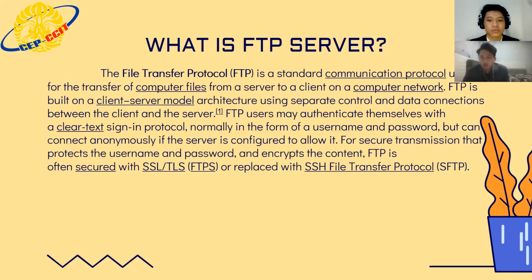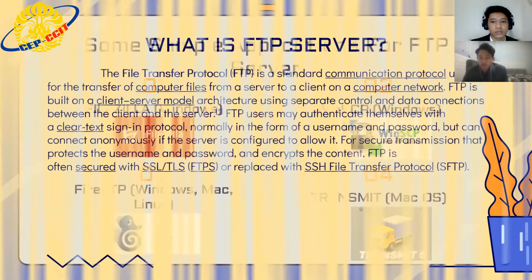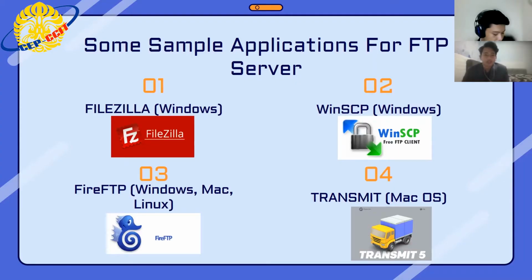For secure transmission that protects the username and password and encrypts the content, FTP is often secured with SSL or TLS, FTPS, or replaced with SSH File Transfer Protocol, or SFTP. Next are some examples of applications for FTP. The main applications for using FTP are FileZilla and WinSCP in Windows. There are FileFTP and Transmit in macOS.